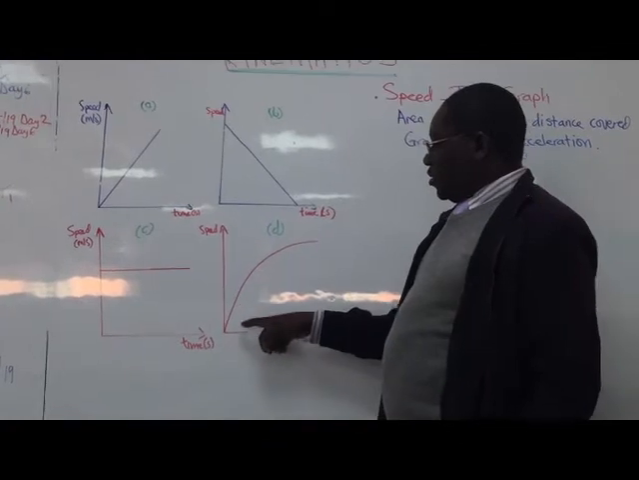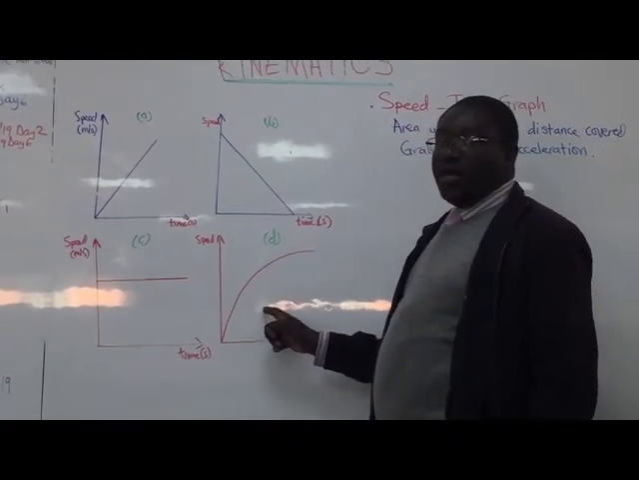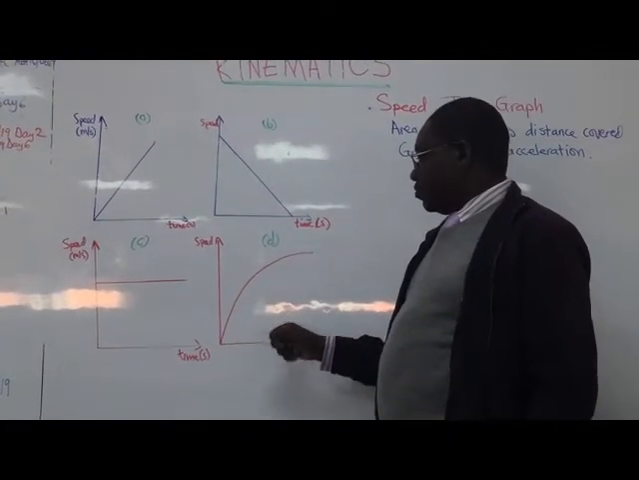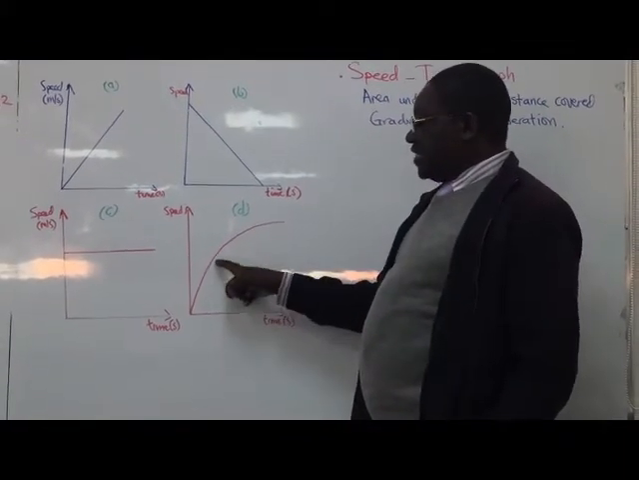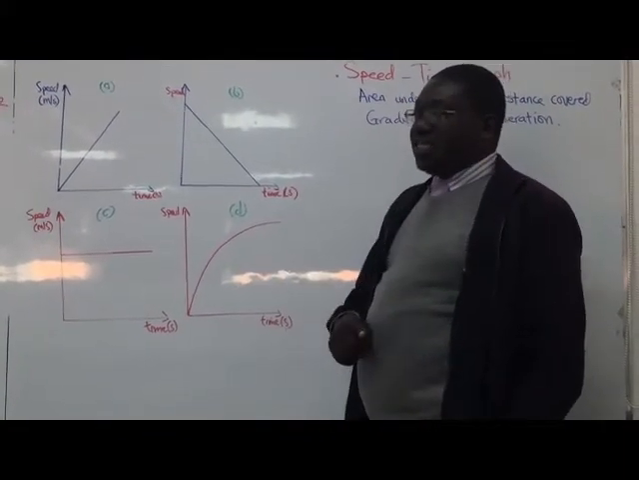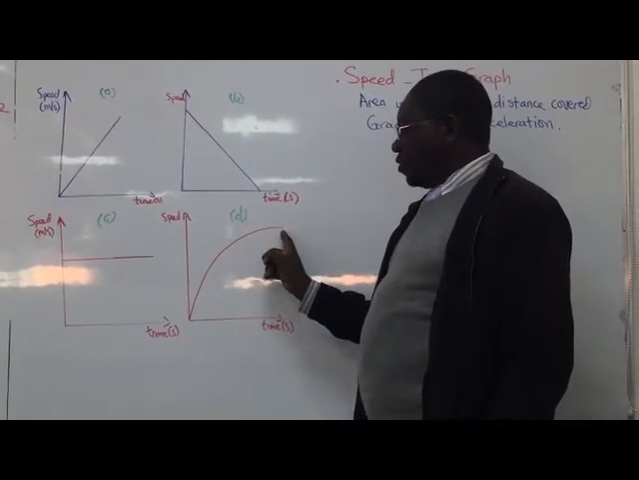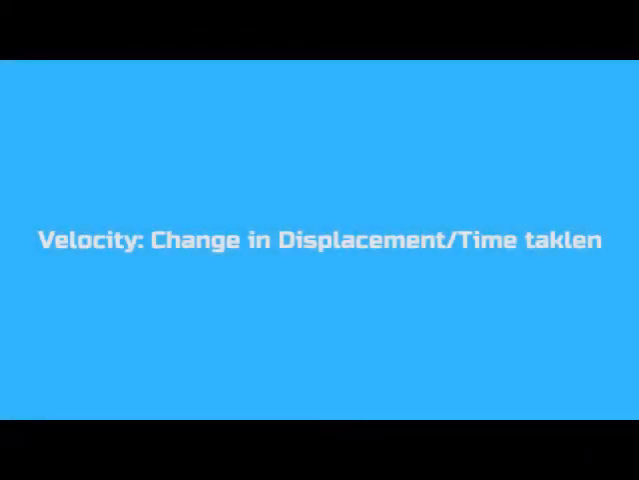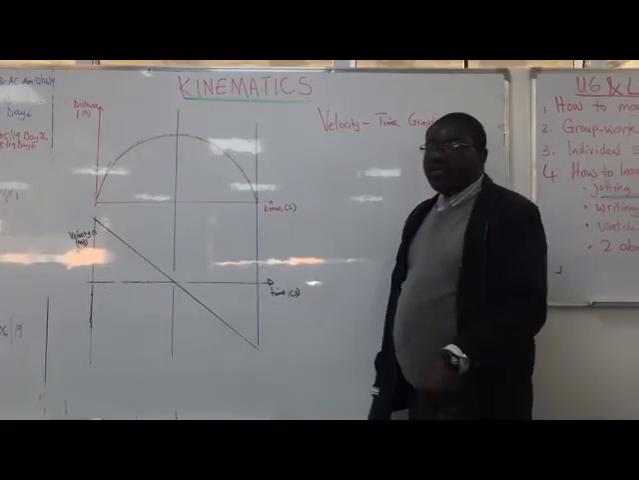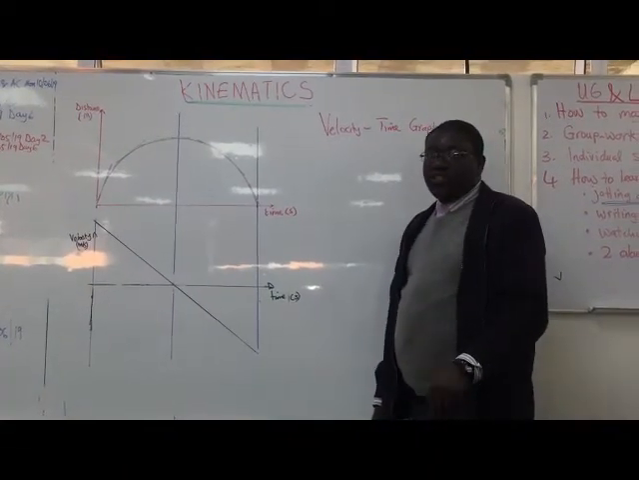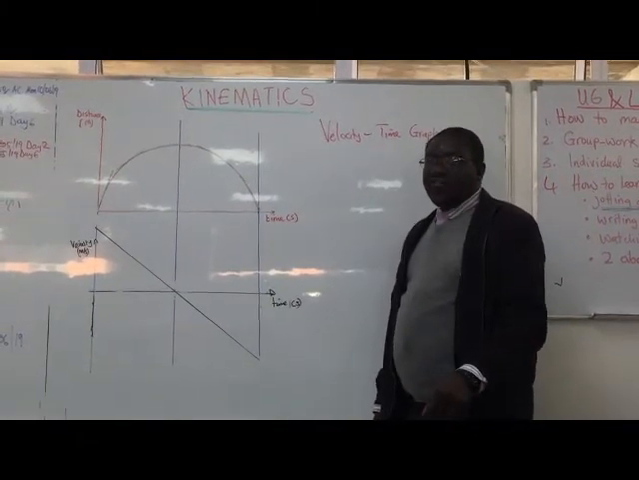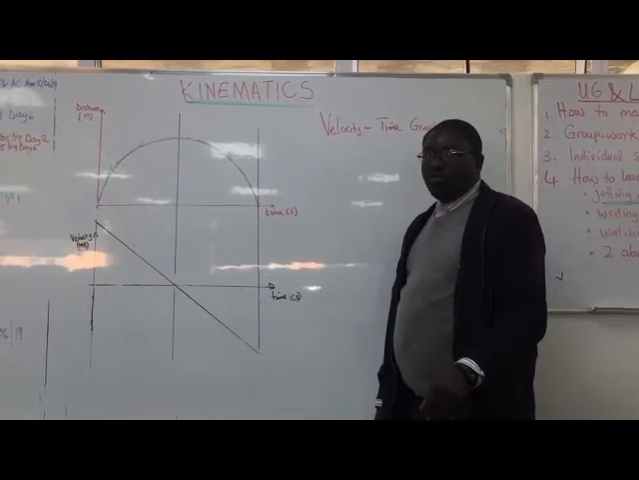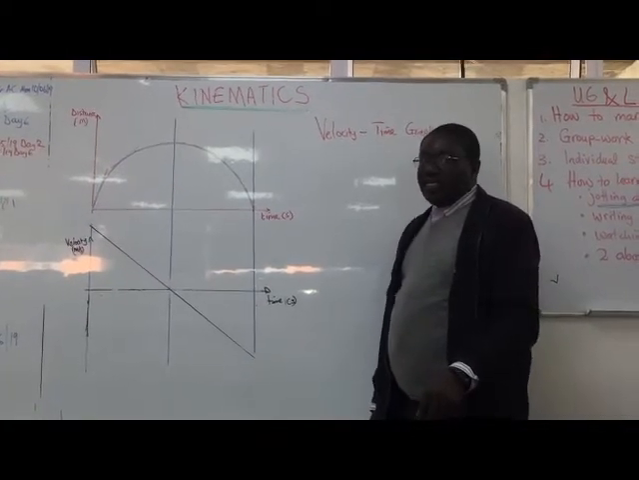Graph D, this is non-uniform acceleration. Graph D shows that the gradient is decreasing, which means our acceleration is decreasing to 0. The velocity of an object is its speed in a certain direction. Now, the difference between the velocity time graph and speed time graph is that velocity, being a vector quantity, you've got to show positive and negative direction in times.